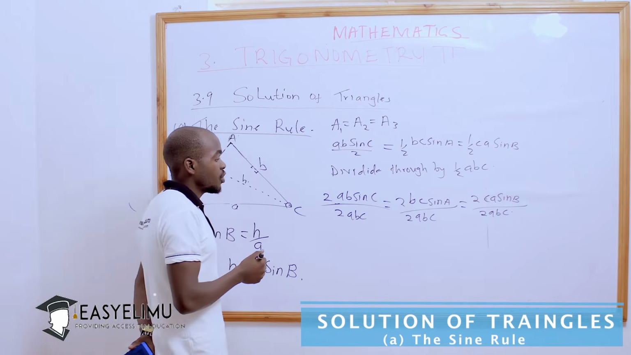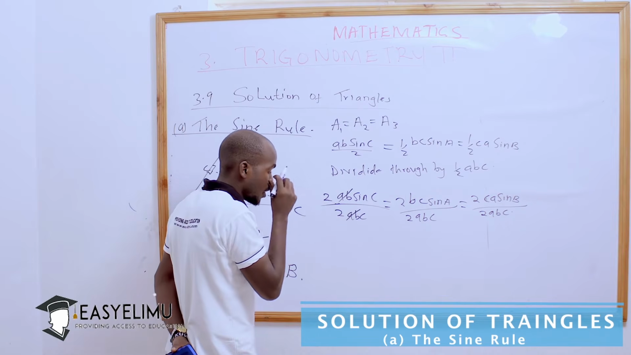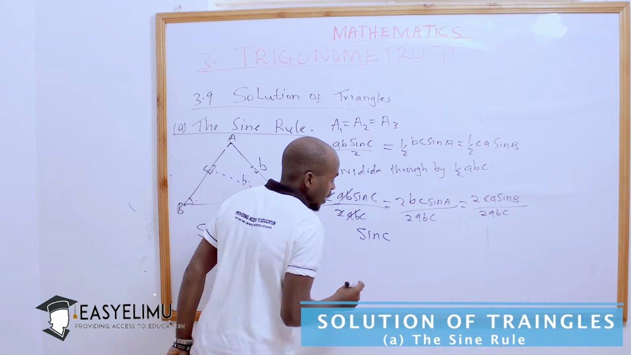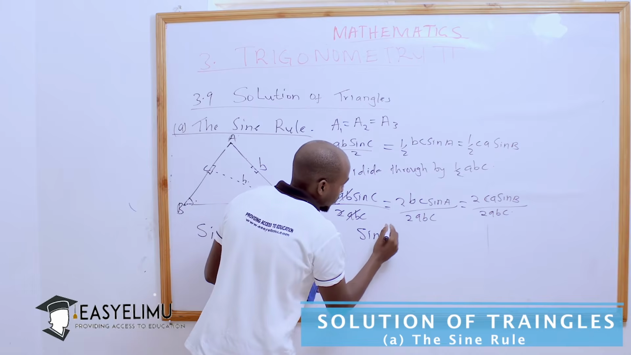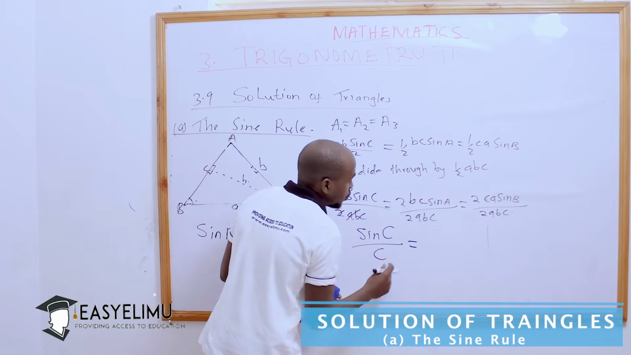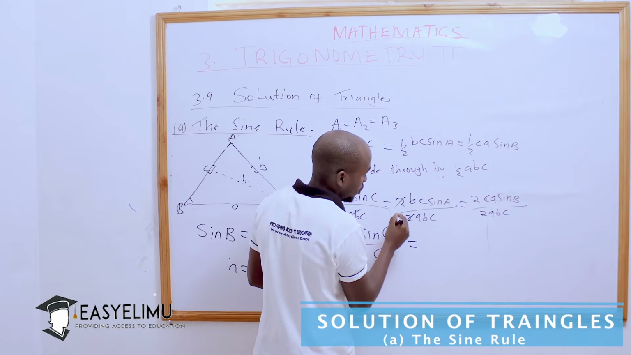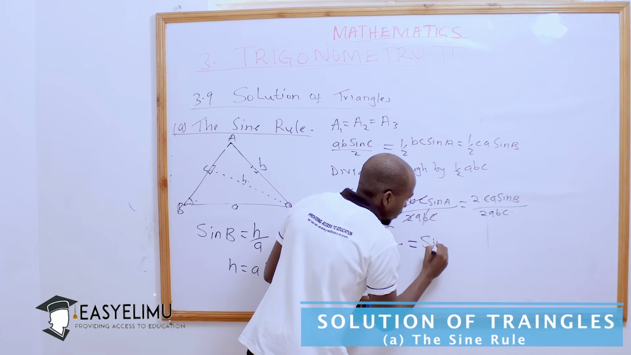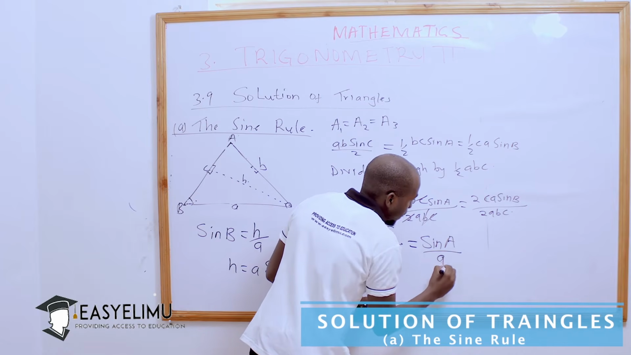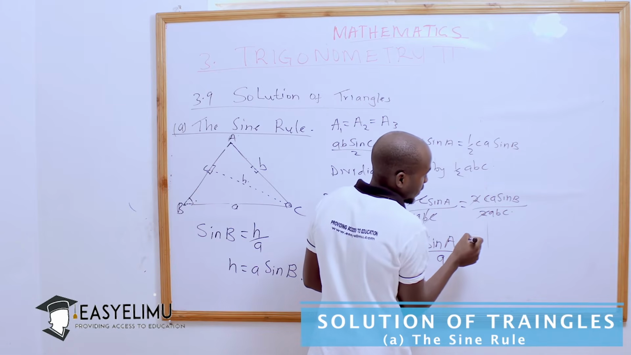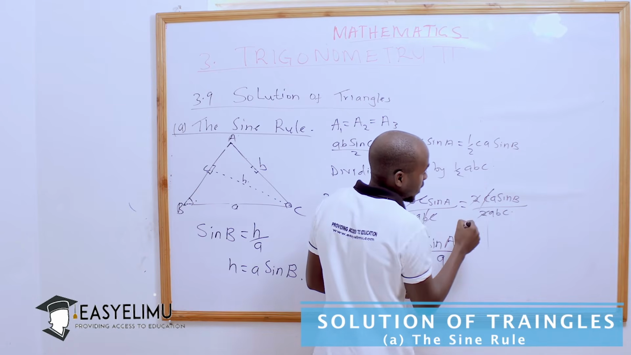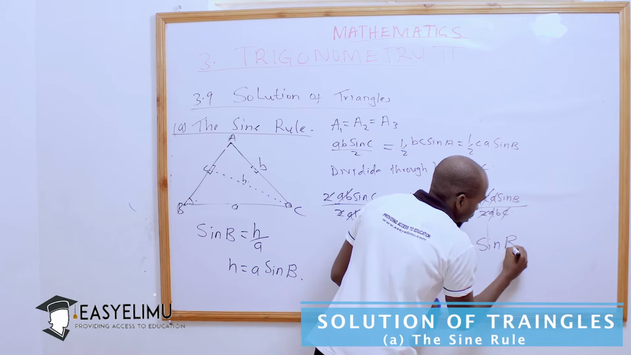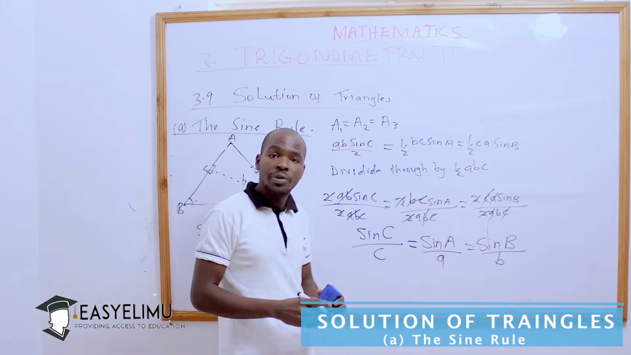We are going to cancel the like terms, and we shall remain with sine C over C, which is equal to, cancelling 2 and 2, sine A over A, which is equivalent to sine B over B. That's what we are going to have.